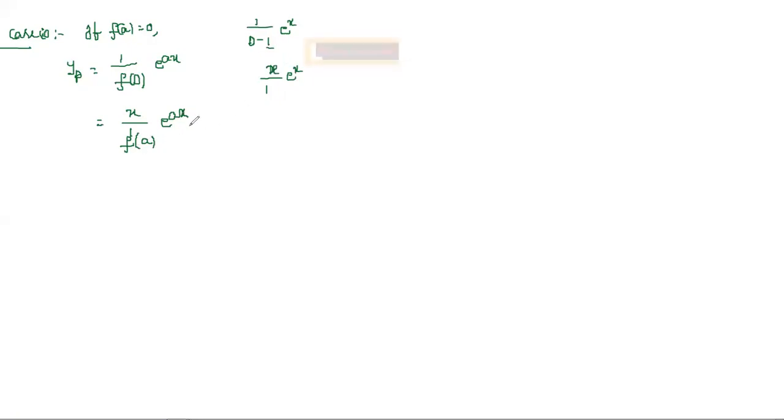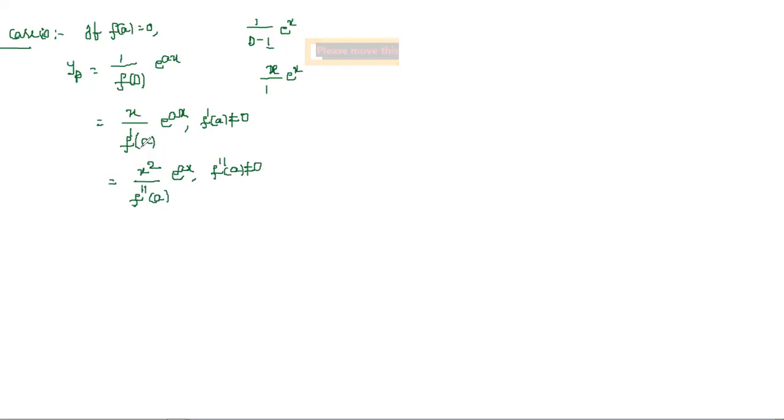And suppose here also the same thing: what we have to do is f dash of a should be not equal to 0. Okay. Suppose f dash of a is also 0. Then what do we have to do? We need to go for a further step. It means x square by f double dash of a, f double dash of a into e power ax, and f double dash of a is not equal to 0.